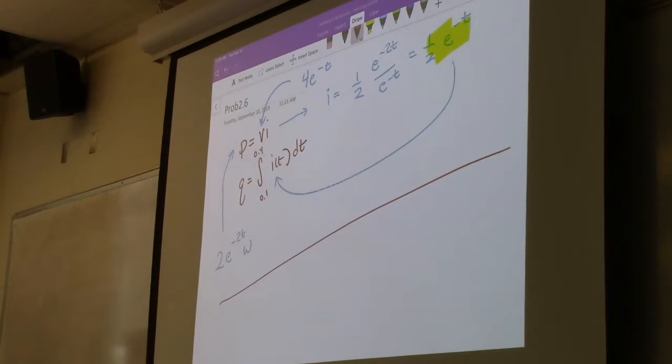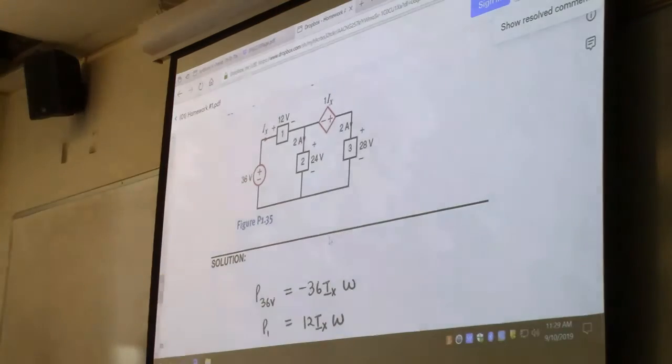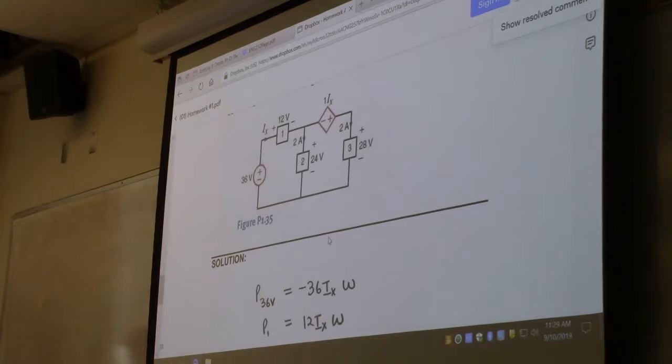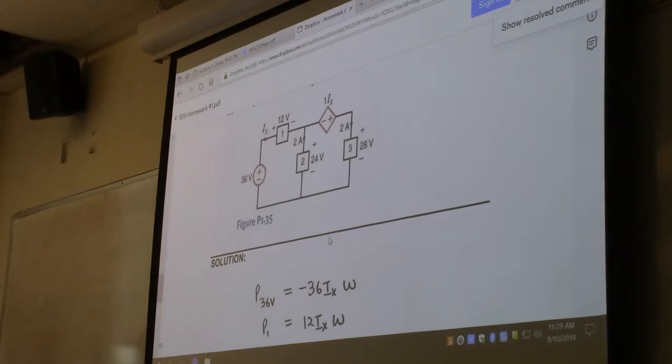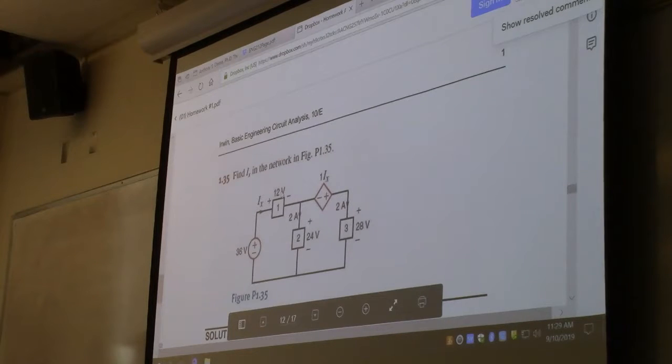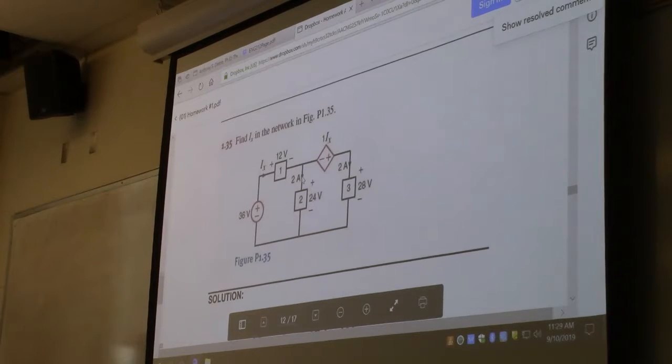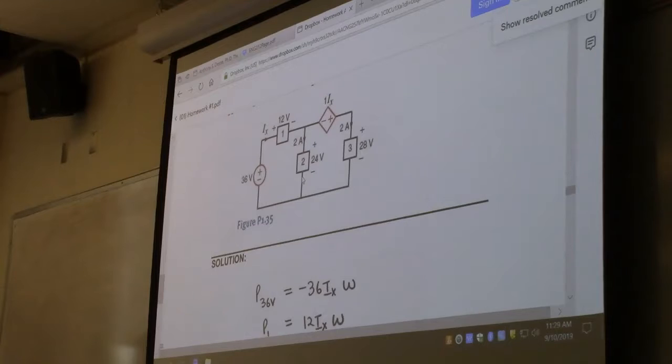Okay, so this one deals with dependent sources, which we're going to talk about today. I don't know why the ordering of my lecture got thrown off where dependent sources came so late. Maybe I missed something when I was talking in the first lecture. But this asks us, find IX in the network shown below.